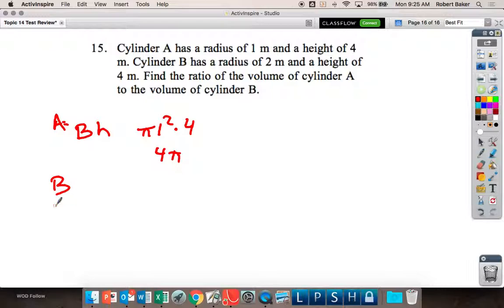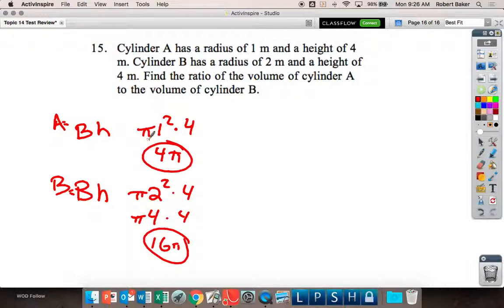Cylinder B has a radius of 2 and a height of 4. So cylinder B is equal to pi times 2 squared times 4. 2 squared is 4, and 4 times 4 is 16. So how do you compare those two? You could say cylinder B has a volume 4 times bigger than cylinder A, or cylinder A has a volume 4 times as small as cylinder B. That's just using the information they give you and calculating and comparing both.